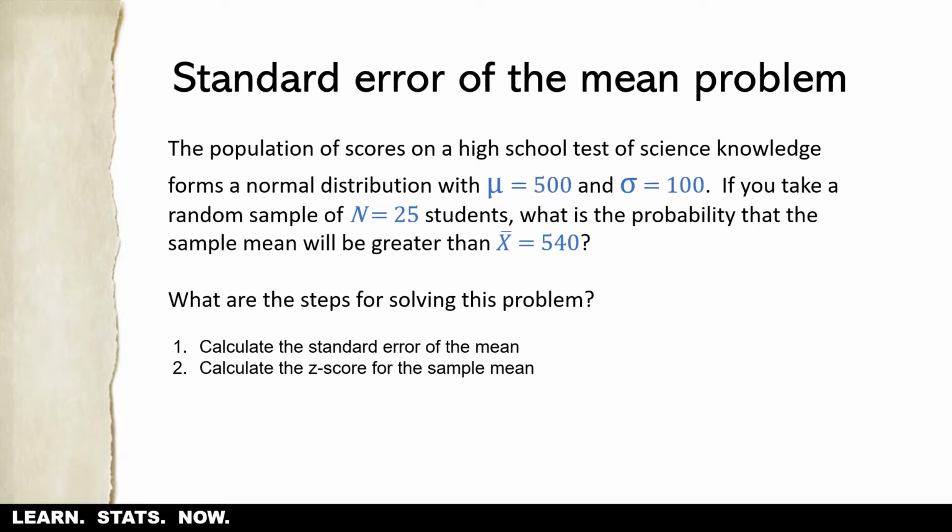It's given to us. If you take a random sample of n equals 25 students, what is the probability that the sample mean will be greater than a mean of 540? Okay, so what are the steps for solving this problem? Well, it's really just two steps. The first one is to calculate the standard error of the mean, and that's the average amount we expect sample means of a particular sample size to deviate from the population mean. The second step is to calculate the z-score for the sample mean.